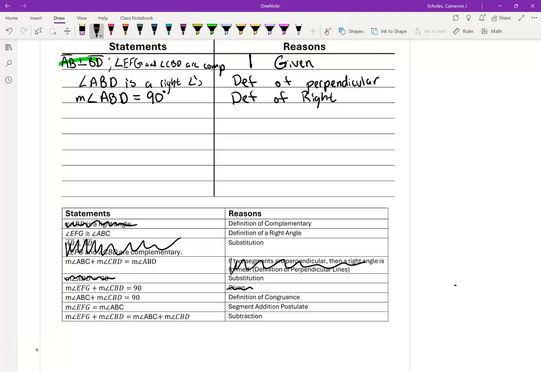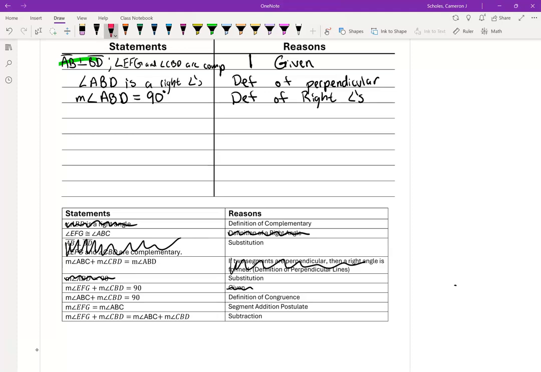Because again, we need to state that it is 90 degrees rather than stating that it's 90 degrees right away. We have to say it's a right angle first. So that's why we would do the definition of right angle. So again, we would take this away. Now we are done with the first proof, aka the first given.